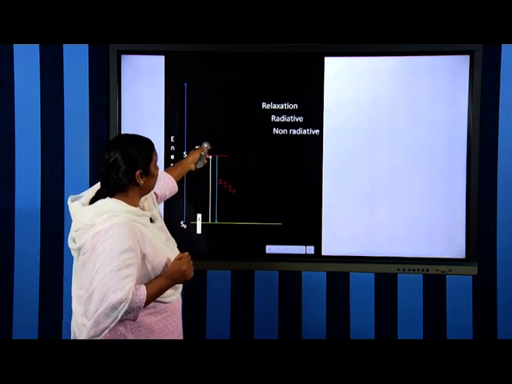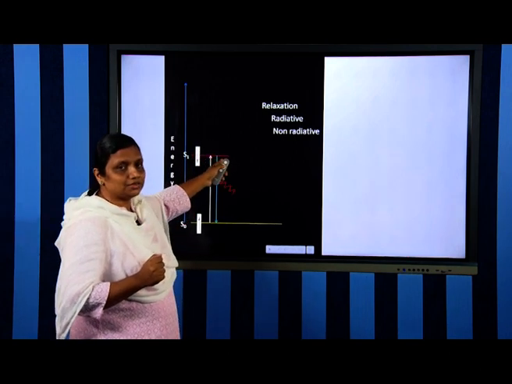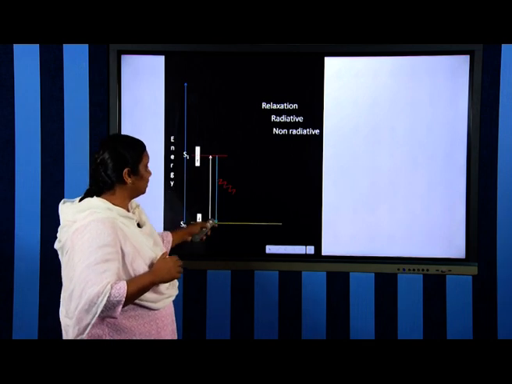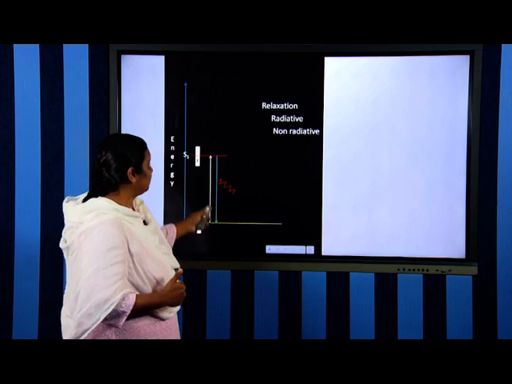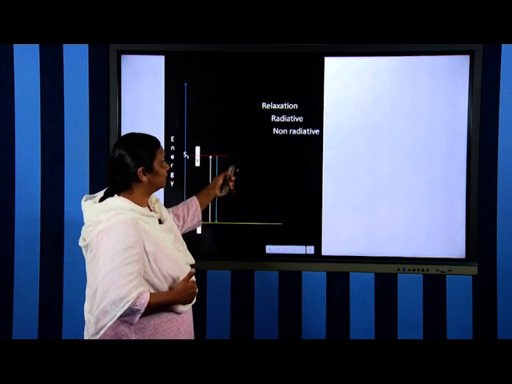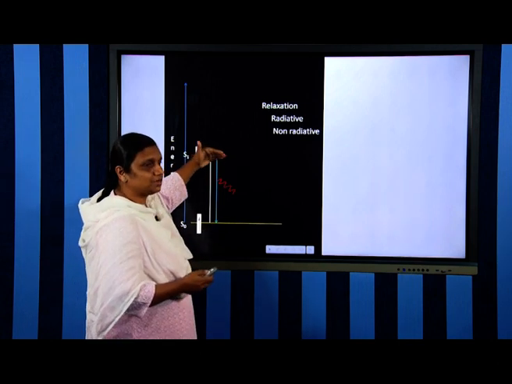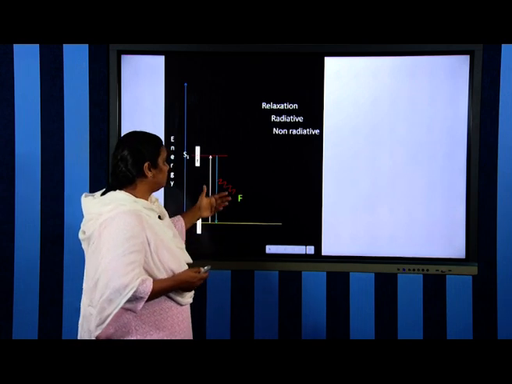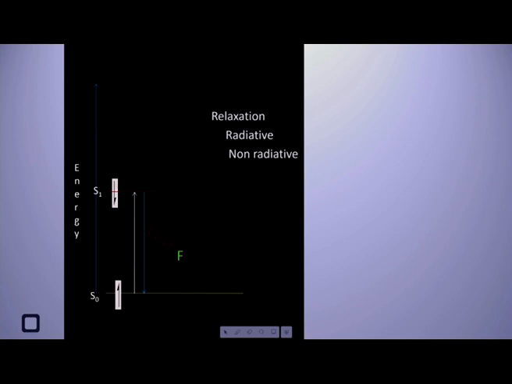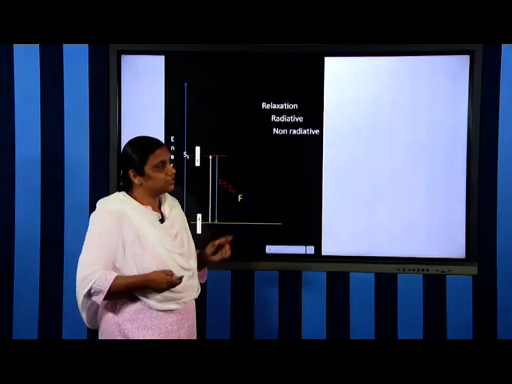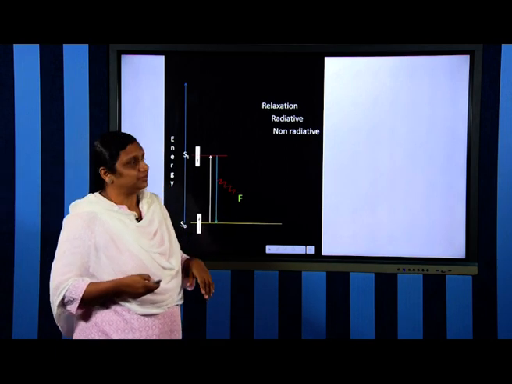So, when the molecule or the electron from a higher excited state goes down to the ground electronic state with the emission of radiation, it is a radiative relaxation, and here it is moving from the first excited state to the lower ground state, we call it fluorescence. When the electron goes from a higher energy level to a lower energy level, from one higher electronic state to a lower electronic state with emission of radiation, we call it fluorescence. So, fluorescence is a radiative relaxation.